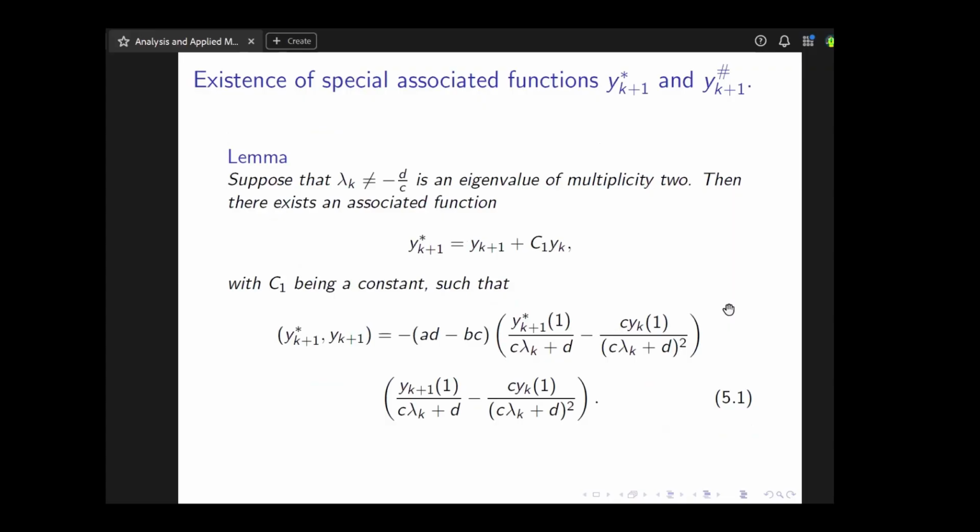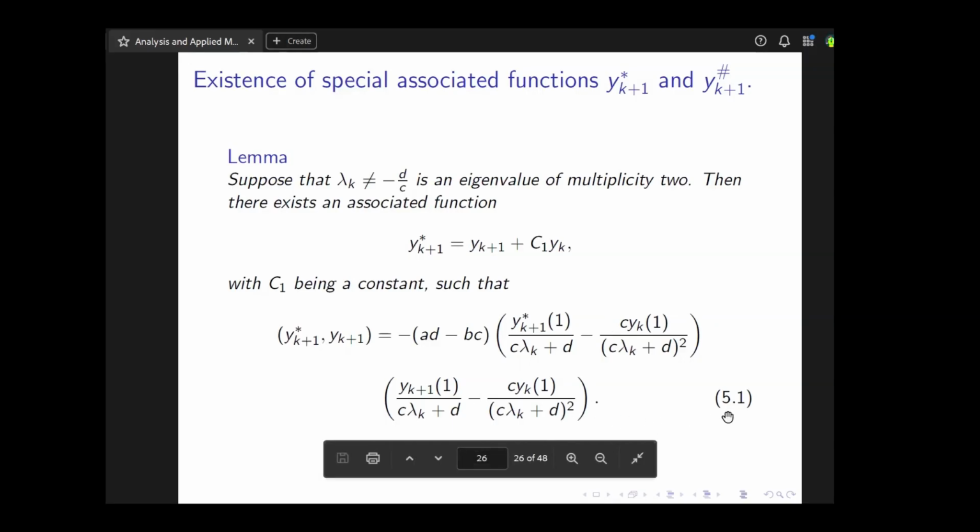Now we will introduce several functions which will be crucial for the presentation of the main results. Call them special associated functions, yk plus 1 star and yk plus 1 ds. As we said, there are many associated functions, but some of them are very important. There is yk plus 1 star, such that it satisfies this simple equality. The inner product of yk plus 1 star and yk plus 1 is equal to this. There is only one such function.